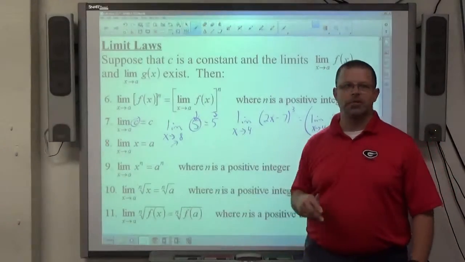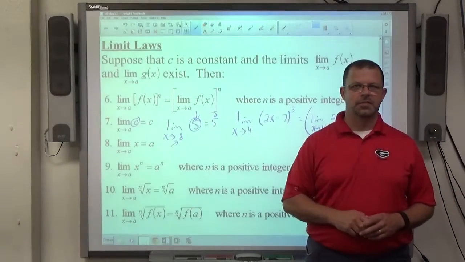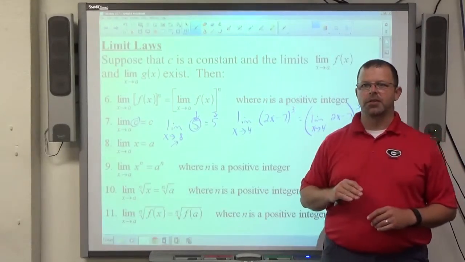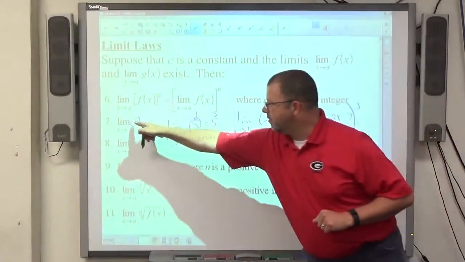So if it's a constant, the answer is the constant, no matter what x is approaching. If x is approaching infinity, the answer is 5. If x is approaching hippopotamus, the answer is 5. It doesn't matter what it's approaching, the answer is 5. But this is a 5. That's 5. All right?